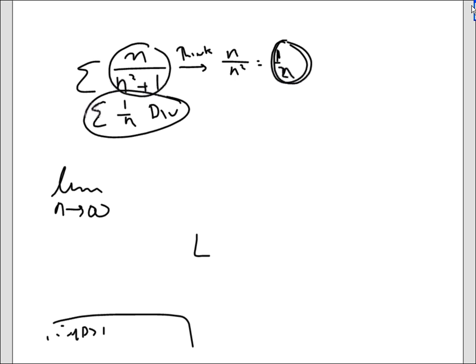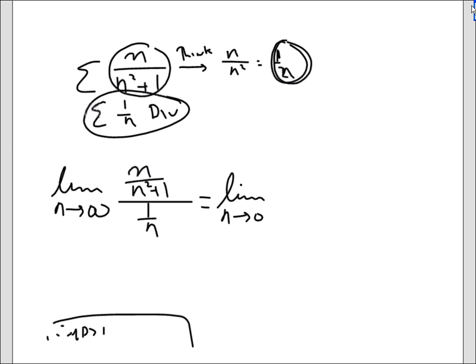Because if L is positive and you do it upside down, you'll get 1 over L, which is positive and finite. So it doesn't matter which one you put on the top. Suppose you have that limit. Now this limit is going to be 1.